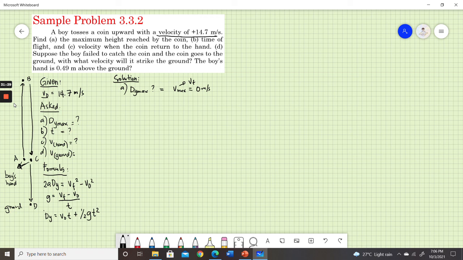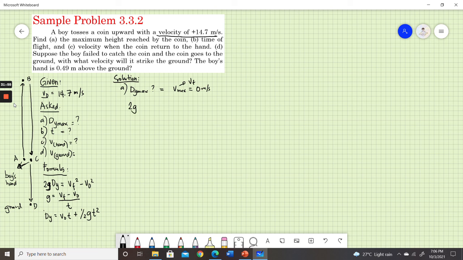And we know we have our acceleration, because our acceleration is always negative 9.8 meters per second squared. So it's supposed to be g, because this is acceleration due to gravity. Okay, so what are we going to use? We can use the first equation.